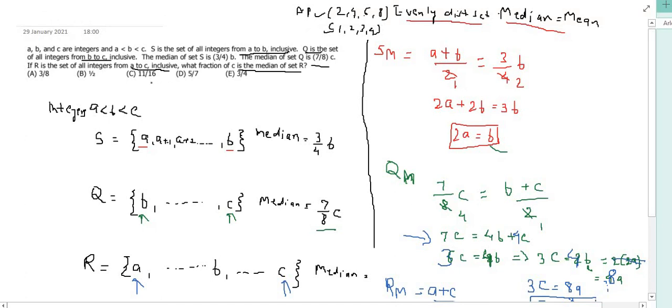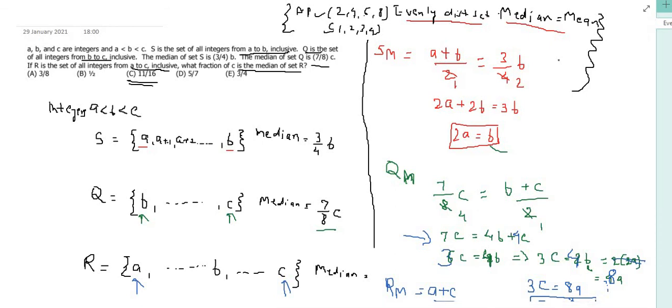So the answer is C. Now in order to solve this question, you need to know these two concepts. If you don't know these concepts, just go through the video, understand the concept, and then solve more questions using this concept. These concepts are very important when it comes to GMAT.